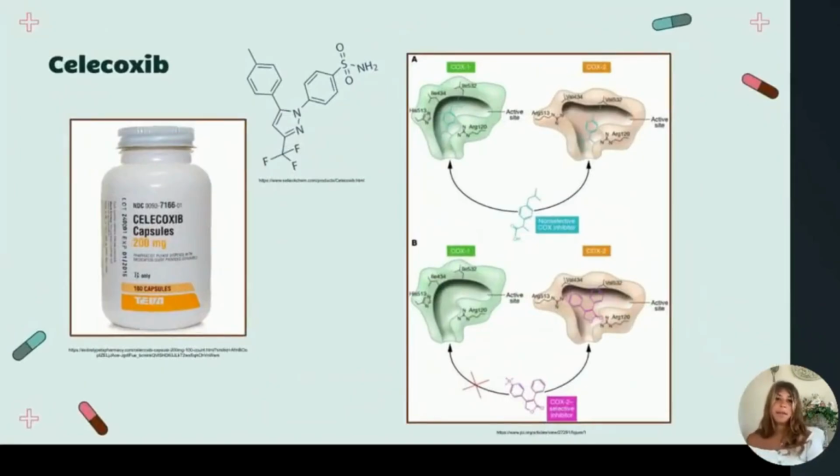Celecoxib was developed because scientists wanted an NSAID that caused fewer stomach problems. Unlike older NSAIDs, celecoxib mainly blocks COX-2 while leaving most COX-1 alone. Since COX-1 helps protect the stomach lining, this usually lowers the risk of stomach ulcers and irritation. This is a great example of medicinal chemistry because scientists studied the structure of COX enzymes and designed a drug that fits better into COX-2 than COX-1.